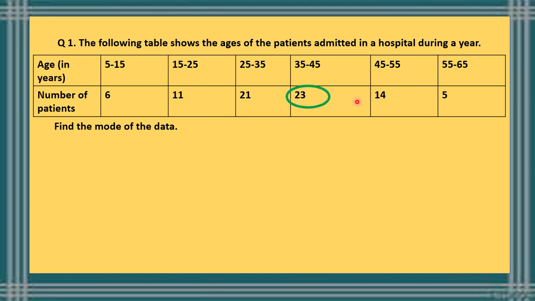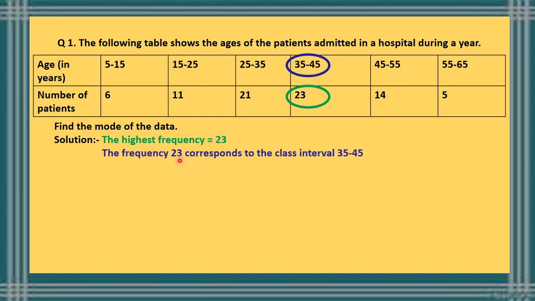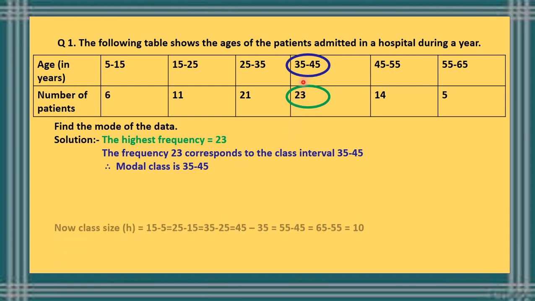We have this 23, which is the greatest among all these frequencies. So we can say the highest frequency equals 23, and it belongs to the class interval 35 to 45. So here the frequency 23 corresponds to the class interval 35 to 45. So we can say the modal class is 35 to 45.